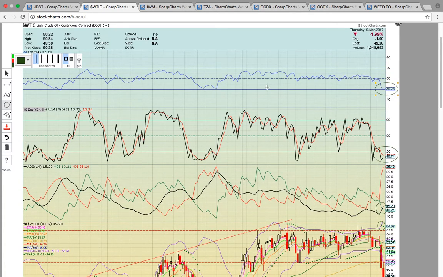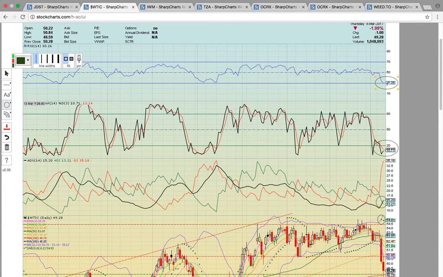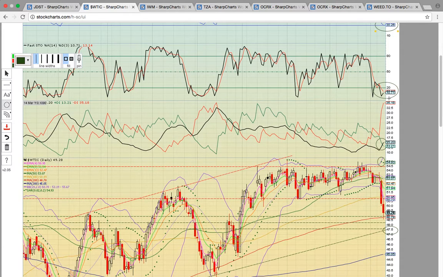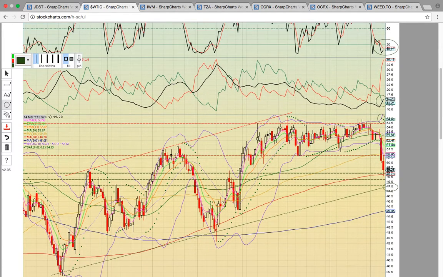Okay, let's look at WTIC light crude oil. Currently RSI is hitting oversold levels down here at 30. Everybody knows it's been on this big pullback. You have Fasto now down here below 20 and at oversold levels. So super oversold on both RSI and Fasto.